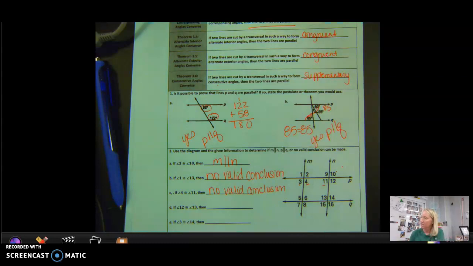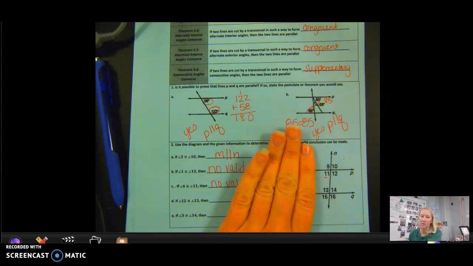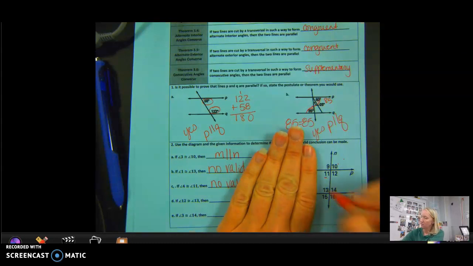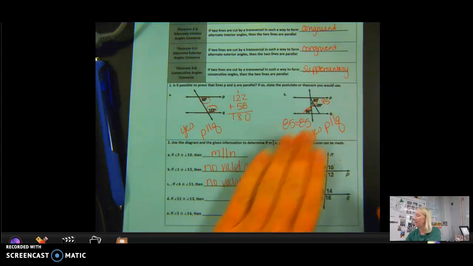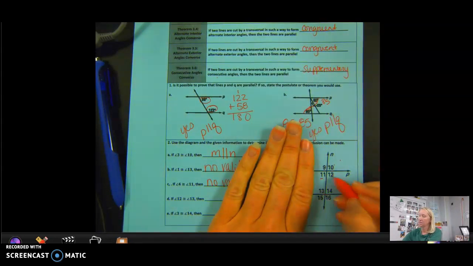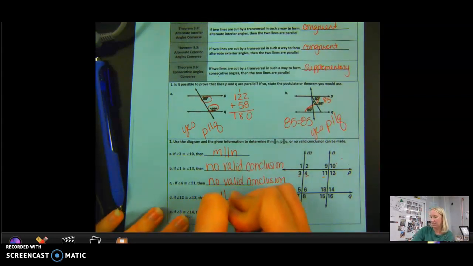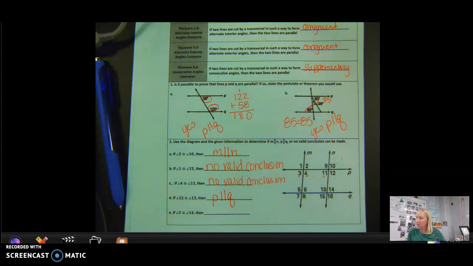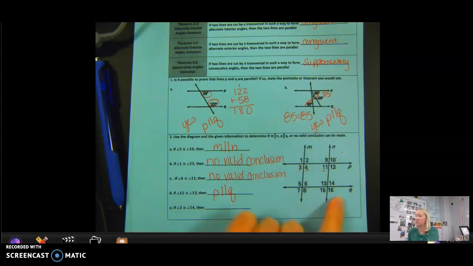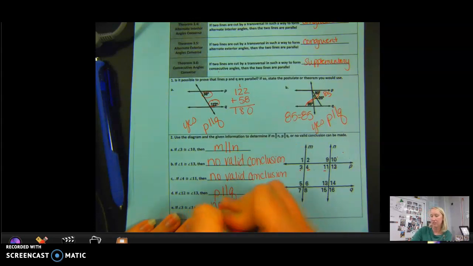12 is congruent to 13, so I'm going to put my hand over this. 12 and 13 are alternate interior. Alternate interior is supposed to be congruent. It's saying that they're congruent. So that makes P parallel to Q. So yes, P would be parallel to Q. And then the last one, 3 and 14. So we're talking about 3 and 14. 3 and 14 go across too many transversals, so we can make no valid conclusion there.